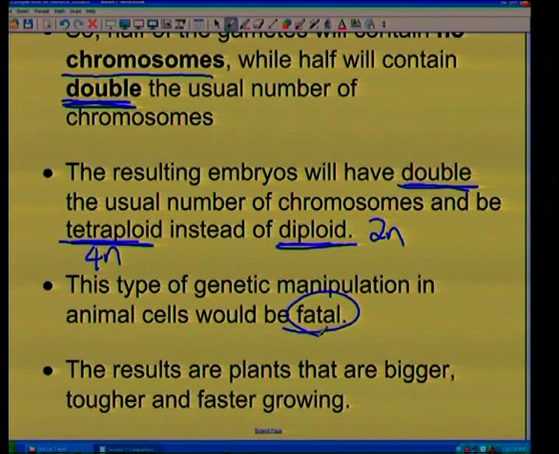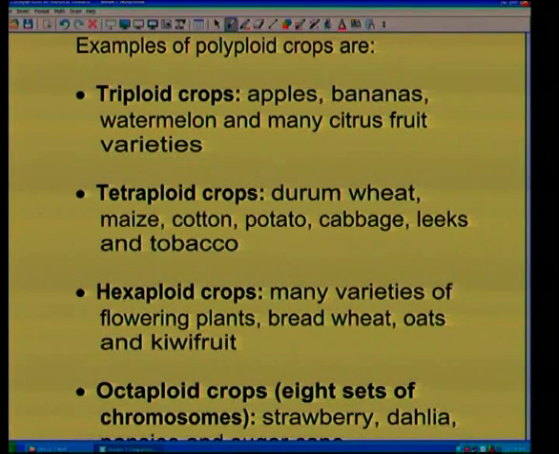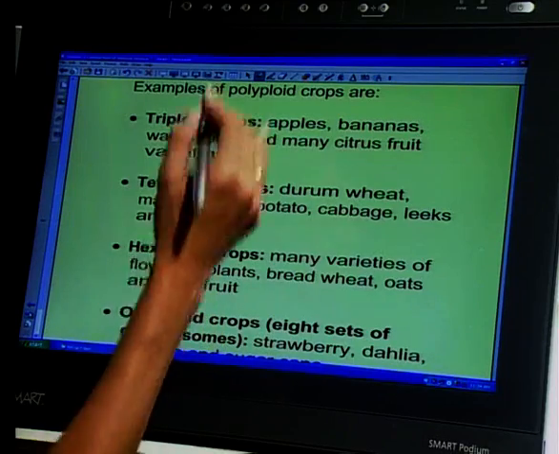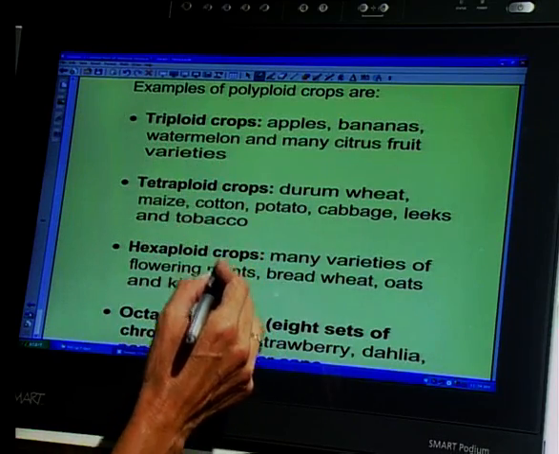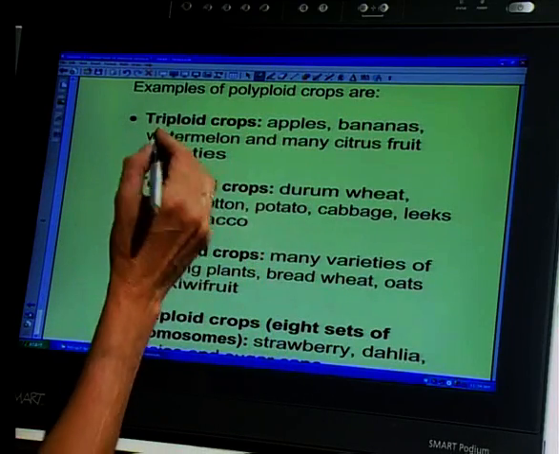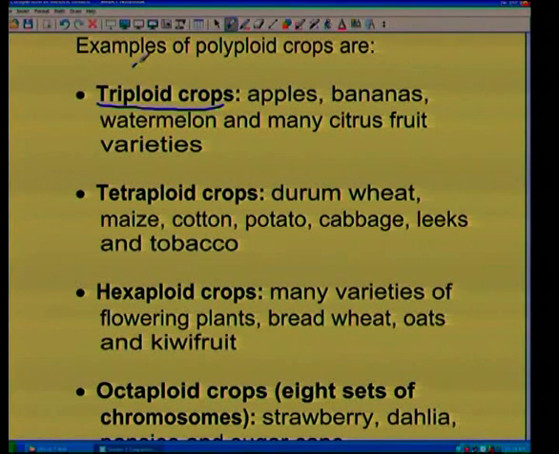Now, the result in plants is that they're bigger, they're tougher, they grow faster, and everything is hunky-dory and everyone makes more money, and we can feed more people. Now, what I've done is I've put in a whole bunch of examples here of different polyploid crops. And if we look at these polyploid crops, triploid would be 3N. Apples, we all love apples, bananas, watermelon, many types of citrus fruit. This is just normal. These are not the ones that end up being seedless.